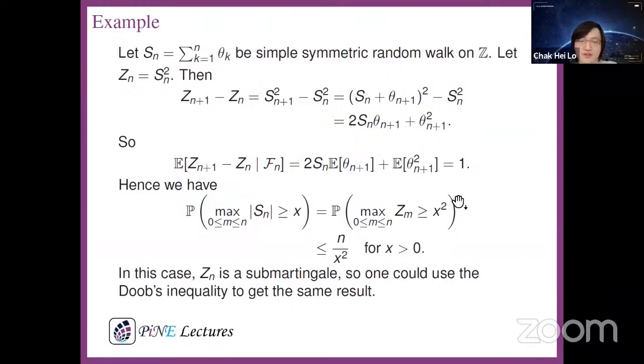So we plug in everything, apply the theorem, then we have the probability of the maximum of Sn greater than or equal to x is less than or equal to n divided by x squared. Okay, so essentially we see how far the walk can go. If you want it to go beyond x, then the probability is just n divided by x squared.